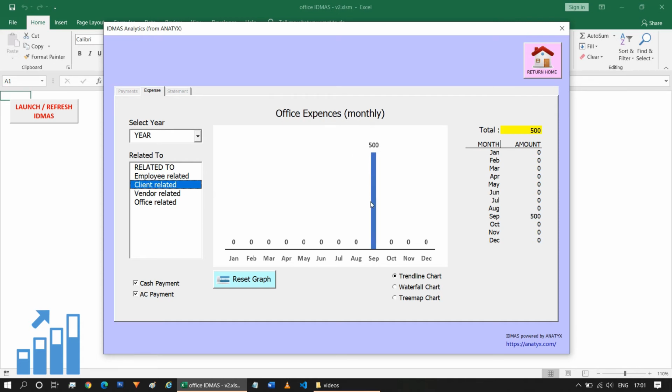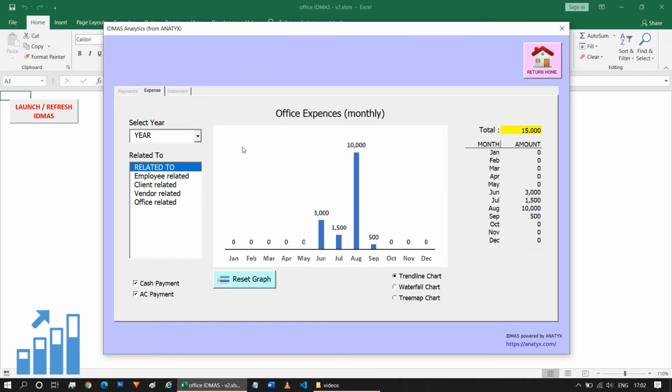In the month of September again we had a spend of 500. Vendor related, we spent 1,500 in the month of July for vendor related payments, and office related, there was 3,000 expense done in the month of June. So that is how you basically understand how to use the expenses analysis.